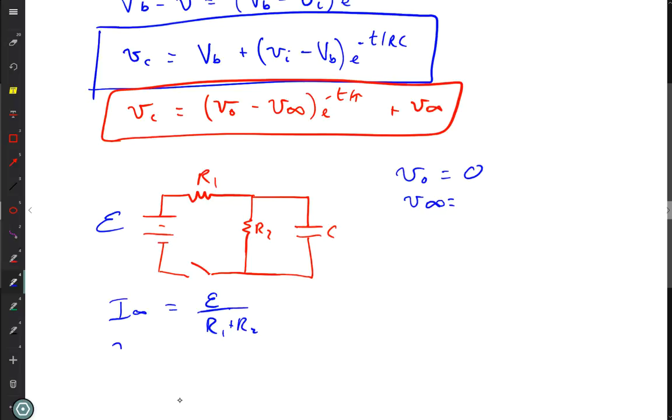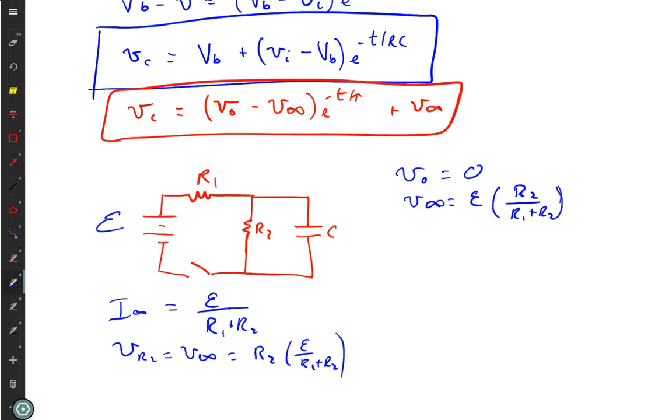And so the voltage across R2 is going to be resistance 2 multiplied by the current, which turns out to be simply the EMF multiplied by R2 over R1 plus R2. So that's our infinite time voltage. Notice this is going further than we did in the general physics class because we're looking at a situation that's not totally simple like we started today.